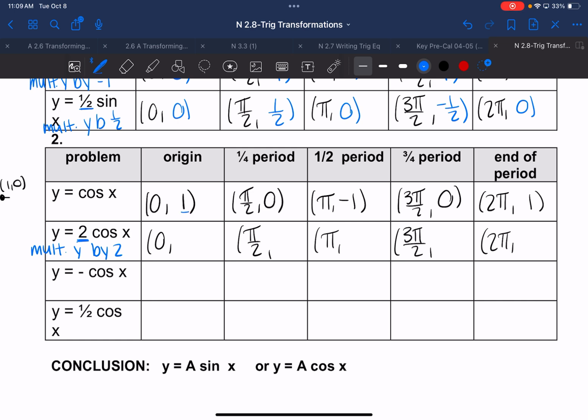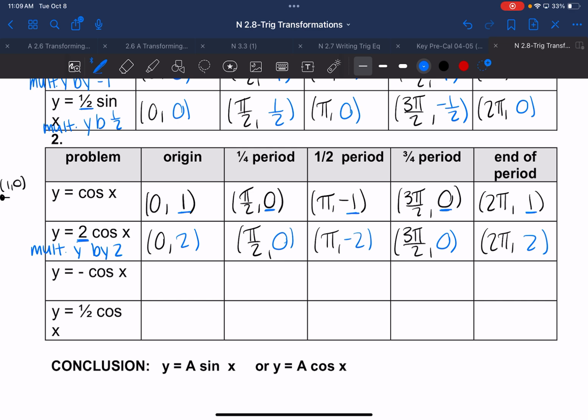So I started with 1. 1 times 2 gives us 2. 0 times 2 gives us 0. Negative 1 times 2 gives us negative 2, and 0 times 2 again would be 0. And then 1 times 2 again is 2. Perfect.